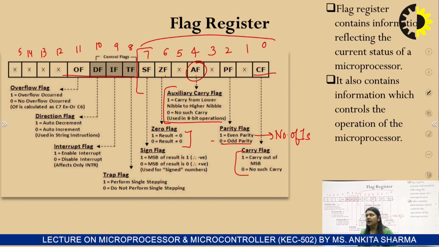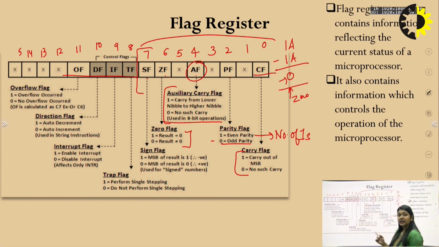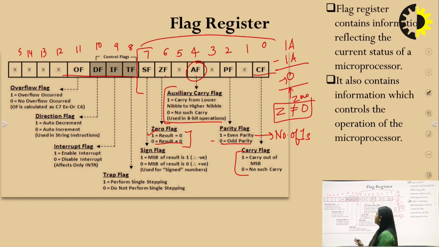The zero flag is set if the whole answer is 0. Suppose we are doing a subtraction, 1A minus 1A. It will be 0. Active means it will be 1. If the result is 0, then the zero flag will be 1. If the result is not equal to 0, at that time the zero flag will be 0. It is reset. So this is the sign flag. If the result is negative, at that time it is 1. If it is positive, 0.